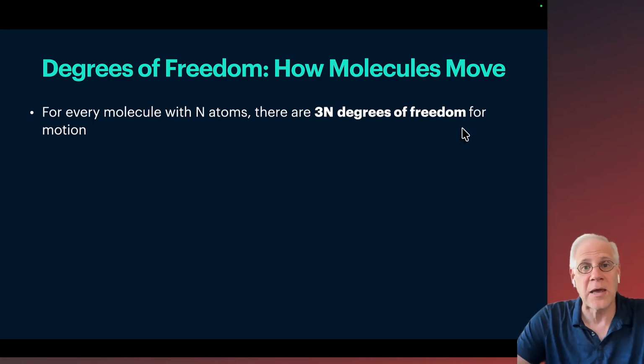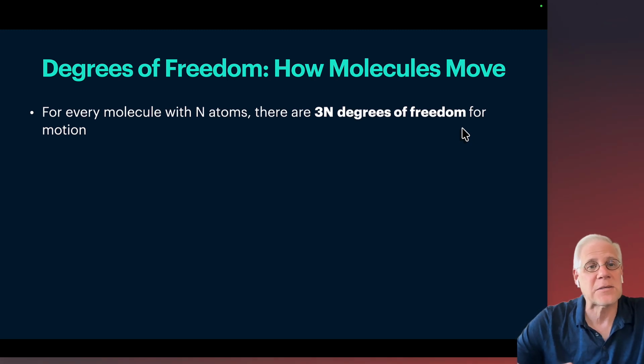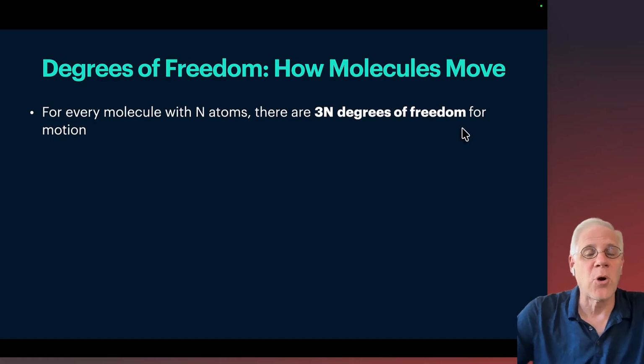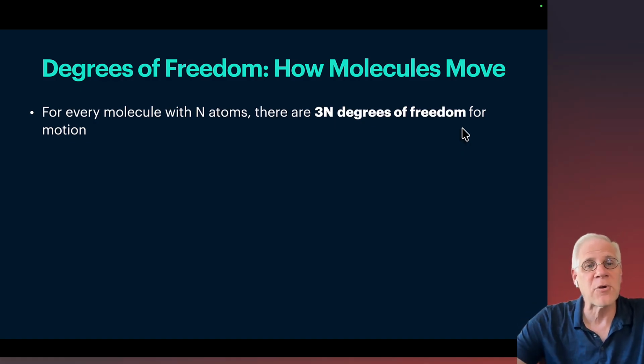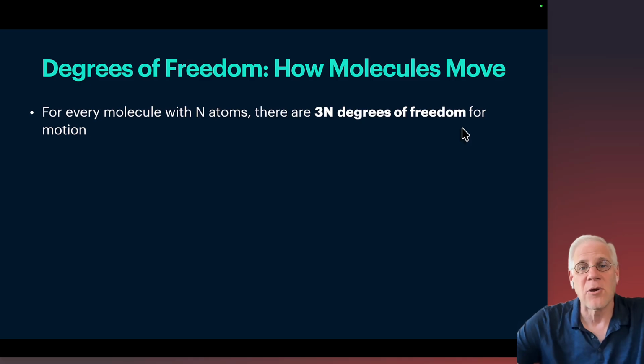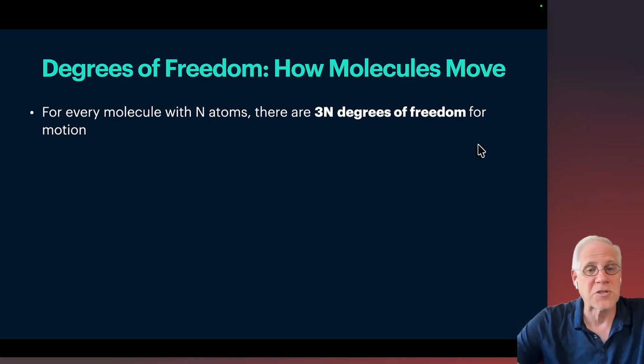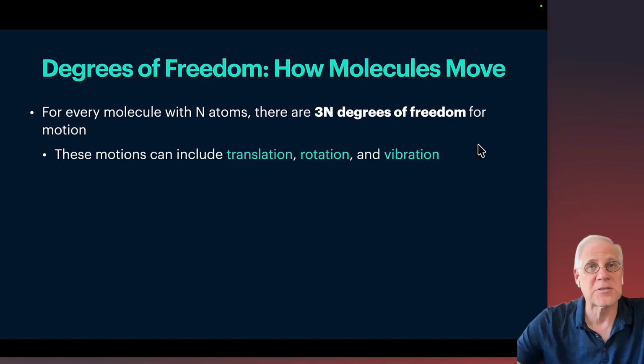So let's look at the math of how we determine all of these things. So what do we do with that? How many peaks do we expect for a molecule? And believe it or not, we can use character tables to tell us that. So we need to go all the way back to the molecule and the atoms and look at the degrees of freedom for motion of the atoms. And so for every molecule with n atoms, there are 3n degrees of freedom of motion. And these correspond to the x, y, and z directions. We do everything as a component of those.